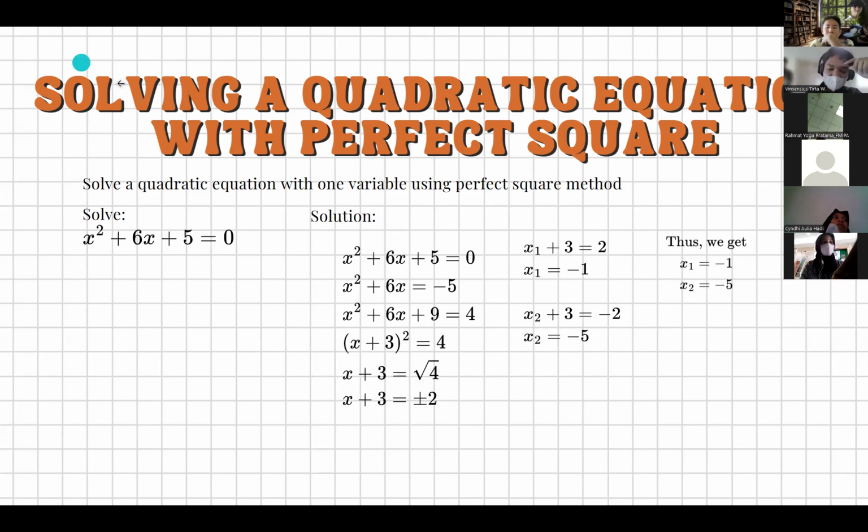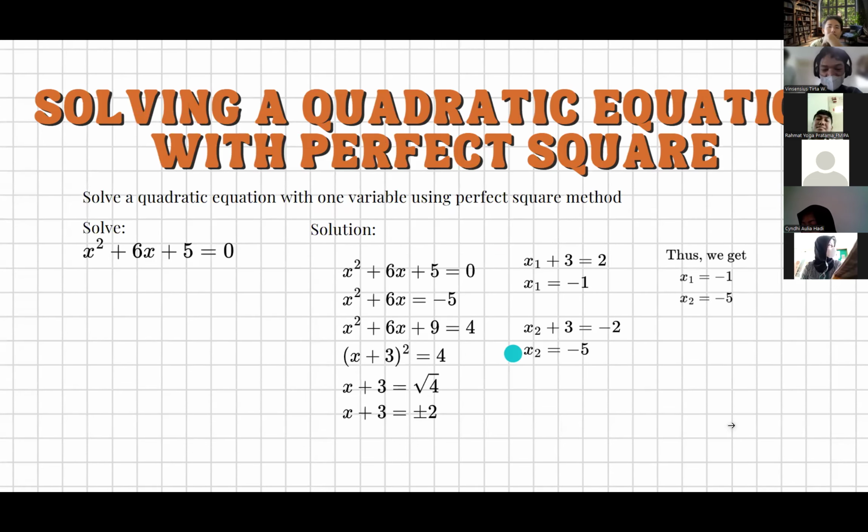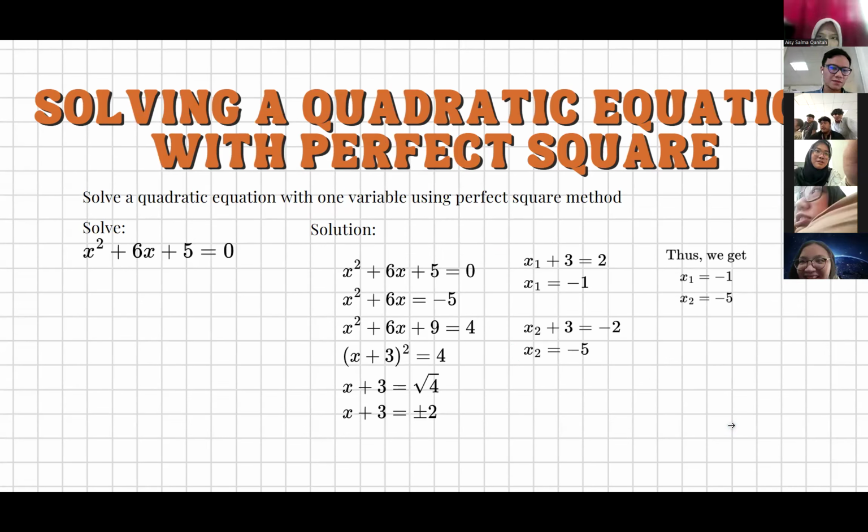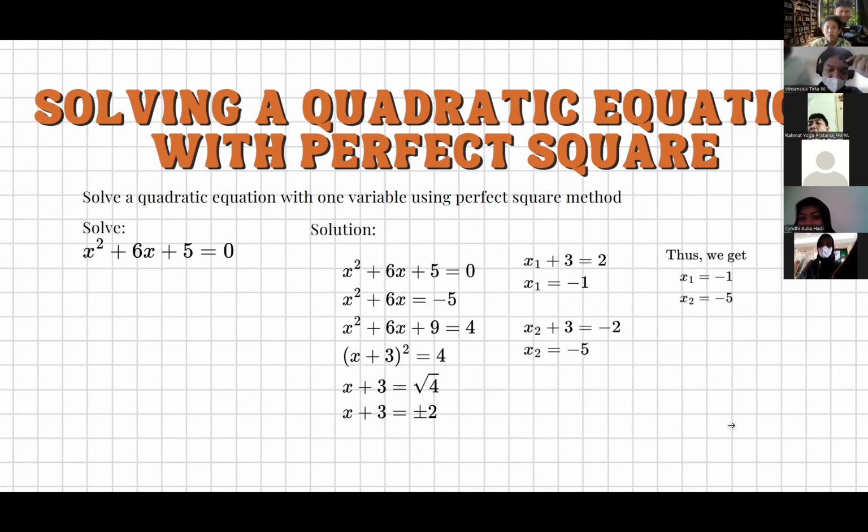So for the first equation, which is x1 plus 3 is equal to 2, because we know the answer for the square root of 4 is negative and positive 2. So we can simplify that by the inverse of addition, subtraction, which is subtracting both sides by 3. So we got x1 is equal to negative 1.